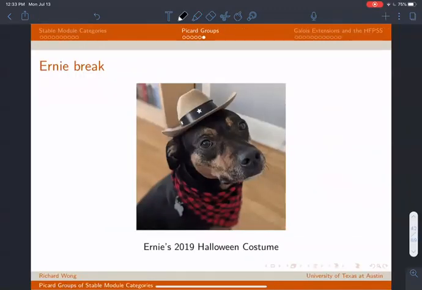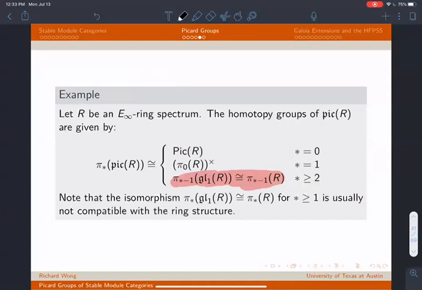So that's Picard groups. Are there any other questions while we take our second break? Sorry, what do you mean by ring structure on the Picard spectrum? Sorry, I meant GL1 R is also E-infinity. That's what I meant. Yeah, you mean only about GL1? Yeah, sorry, I was talking about GL1 R. Okay, yeah. Thanks.